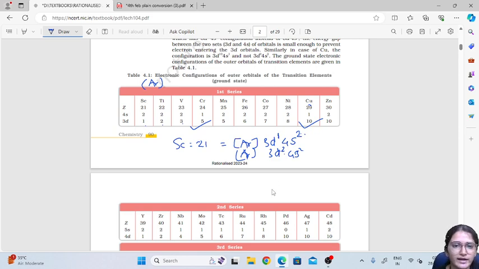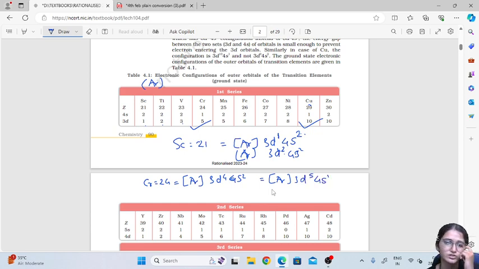Now let us see why it is so. The atomic number of chromium is 24. So the electronic configuration actually should be argon 3d4 4s2. This should be the actual expected configuration, but the configuration shown by this element is argon 3d5 4s1.